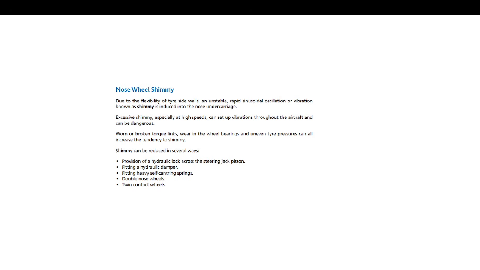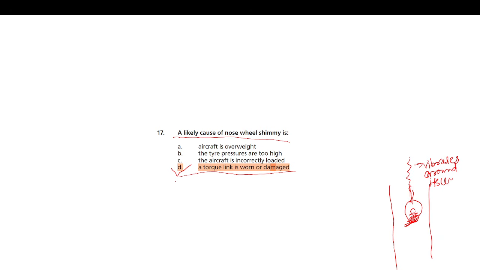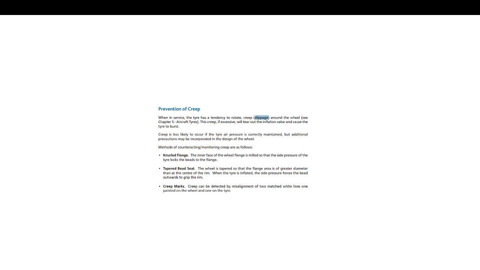Shimmy can be reduced in several ways. Provision of a hydraulic lock across the steering jack piston, fitting a hydraulic damper, fitting heavy self-centering springs, double nose wheels, and twin contact wheels. So, D is the correct answer.